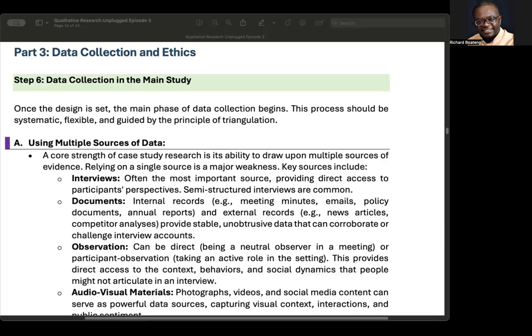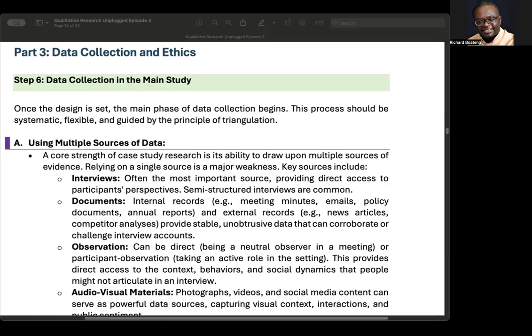Observation. Actually watching what happens. This can be direct observation, where you're more of a neutral bystander, or participant observation, where you take on a more active role within the setting. Observation gives you direct access to the context, to people's actual behaviors, not just what they say they do, and to social dynamics. Seeing it for yourself. Exactly. Increasingly important today are audio-visual materials. Things like photographs, videos, recordings of events, even relevant social media posts or website content. These can be powerful sources for capturing visual context, analyzing interactions, or understanding public communication and sentiment.